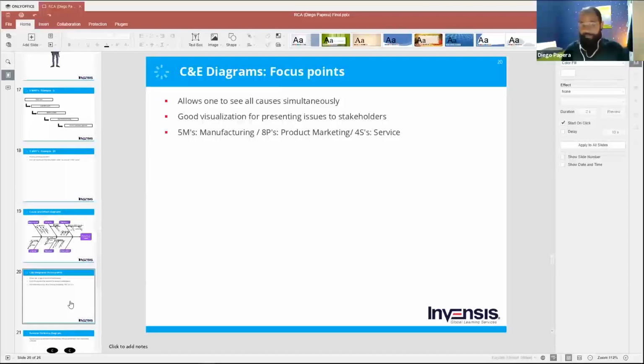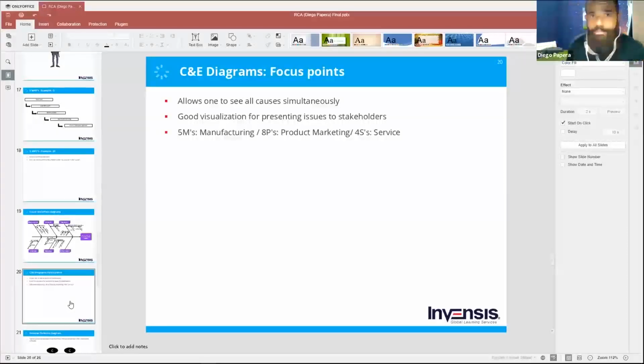We mentioned that as a rule of thumb, we have the 5 M's in manufacturing. In product marketing, for example, we have the 8 P's. The 8 P's are, for instance, and this is something that you'll probably relate to, product or service, price, place, people, process, physical evidence, and performance. And in the service industry, we have, for instance, the surroundings, the suppliers, the systems, and the skill.